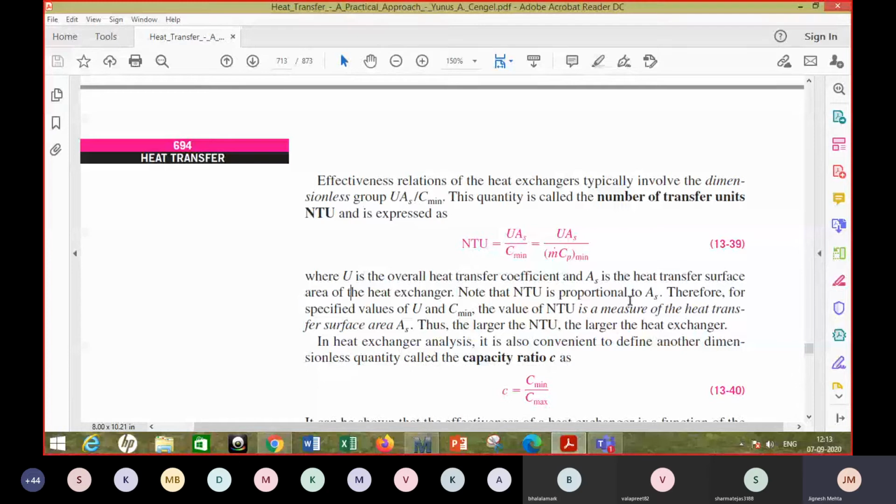Okay, and NTU is proportional to surface area as well as it is proportional to U. So if your U and AS are high, then the NTU is high. Generally when NTU is high, UAS is high. It means you may have provided higher surface area, or your heat transfer coefficient may be high.